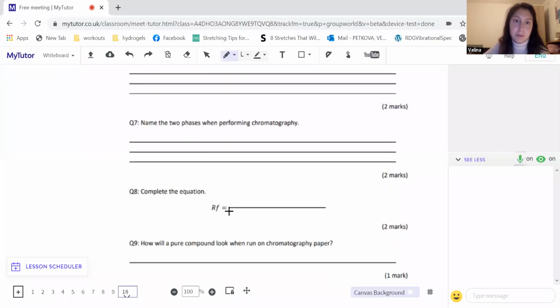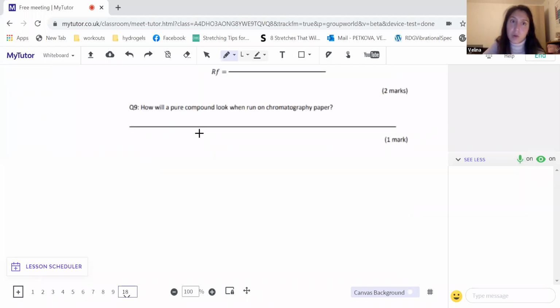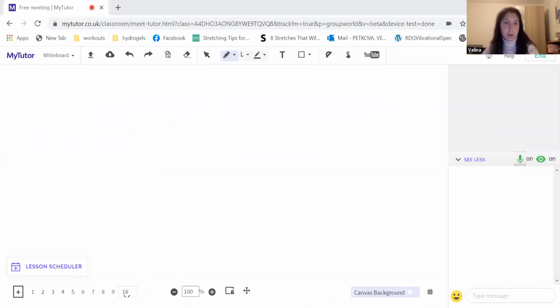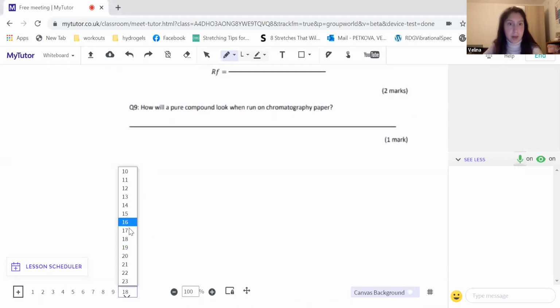Complete the equation. So RF of the substance, so the length of the substance divided by the total length of the solvent front. So a pure compound will just have, yeah, brilliant. One dye will be present. Yeah, brilliant. So X or Y for my example. Well done, everyone. Perfect.